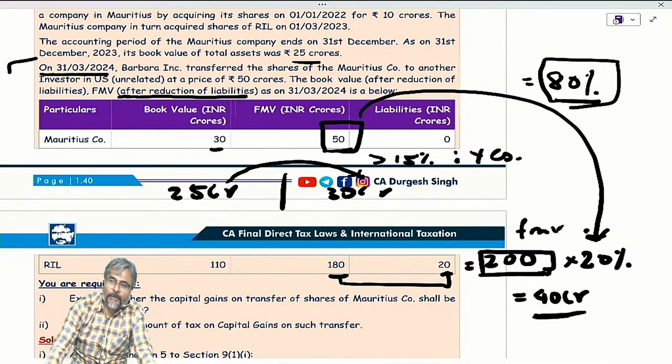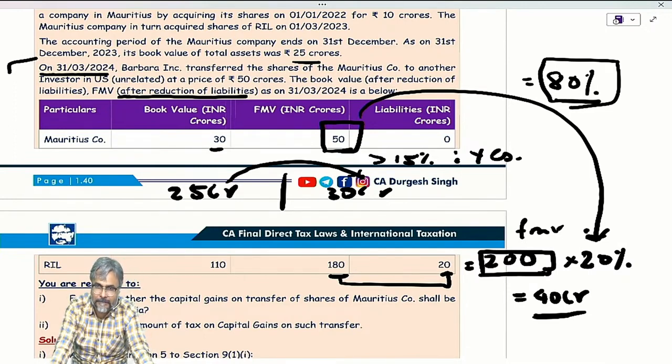And therefore, we will say what? Both the conditions are satisfied on the relevant date, isn't it? And hence the Mauritius company derives its value substantially from the Indian asset, and because it derives its value substantially from the Indian asset, therefore the shares of the Mauritius company are deemed to be situated in India.